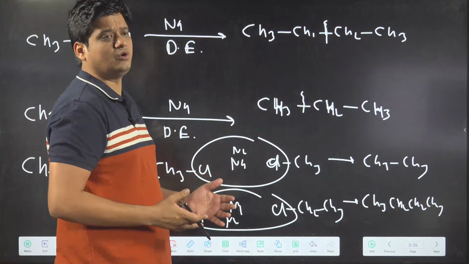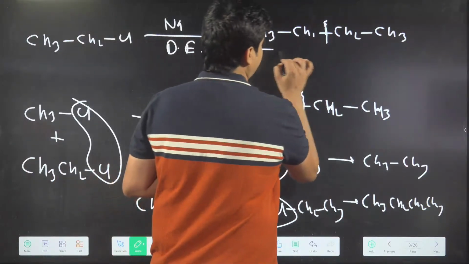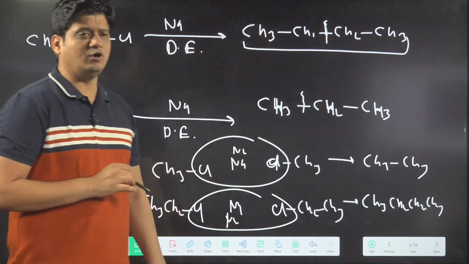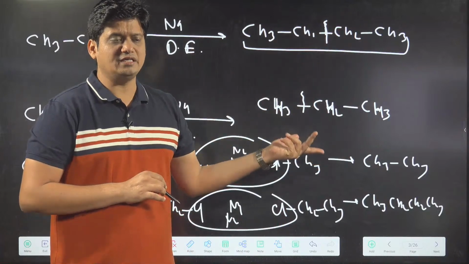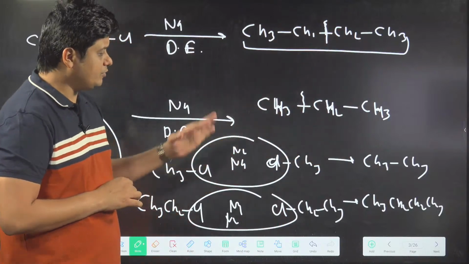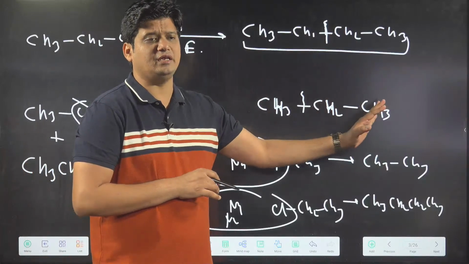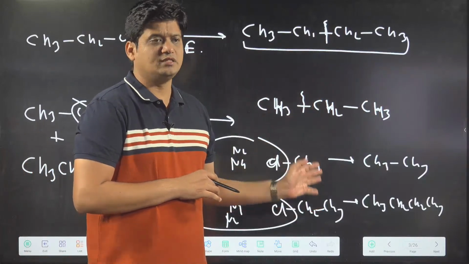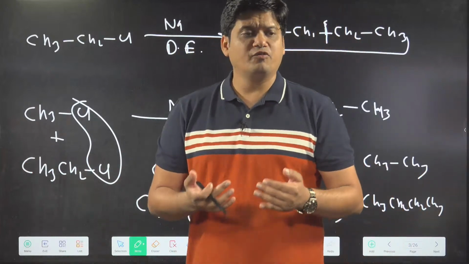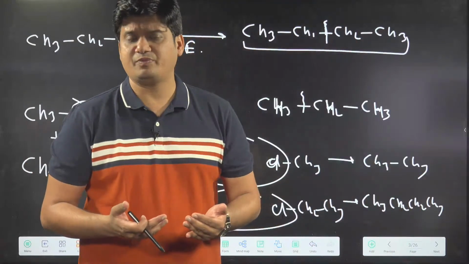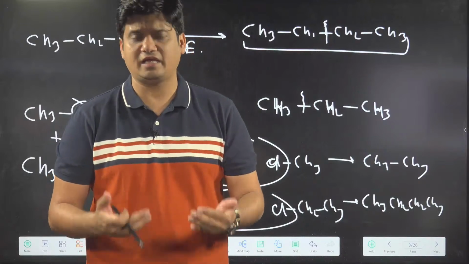So what can we conclude? If you want to prepare a symmetrical alkane by the Wurtz reaction, it is easy. But if you attempt to prepare an unsymmetrical alkane, you will get multiple products. That is why we can say the Wurtz reaction is not preferred for the preparation of unsymmetrical alkanes.